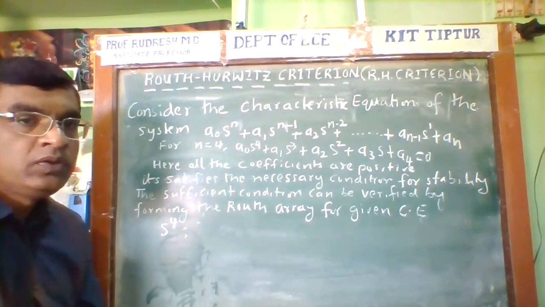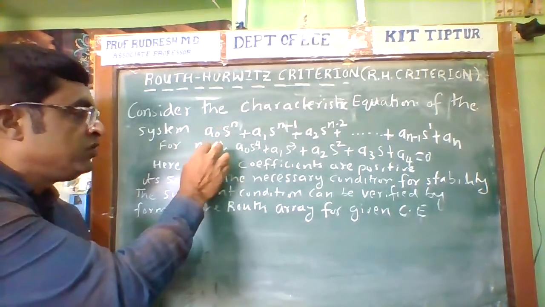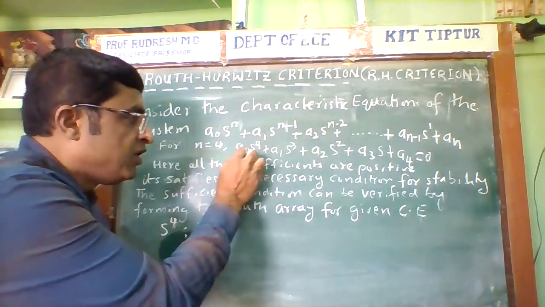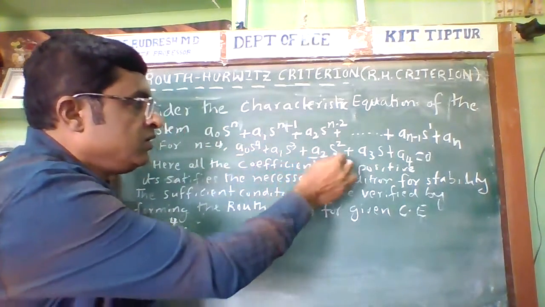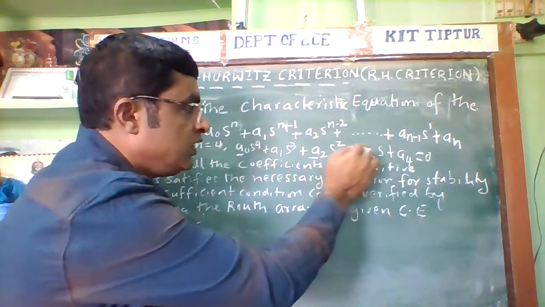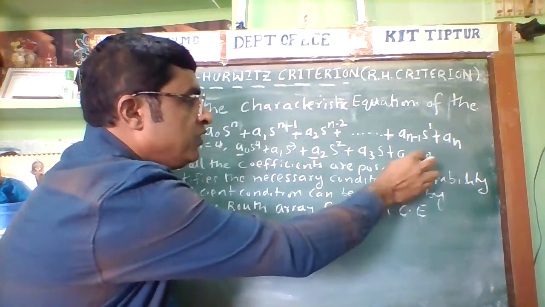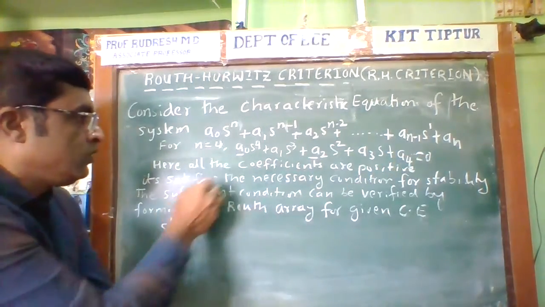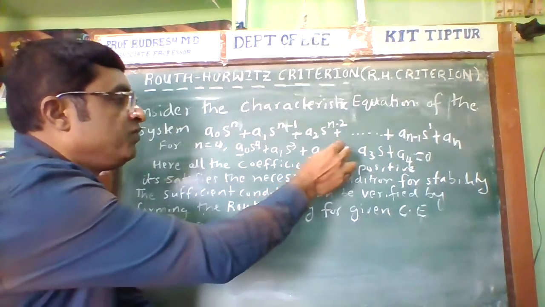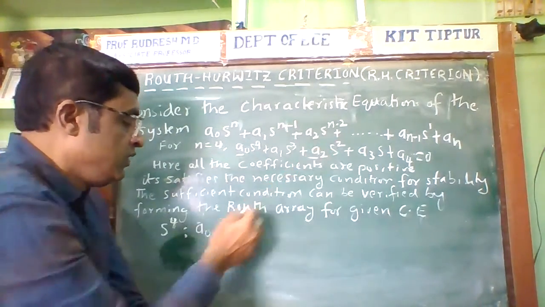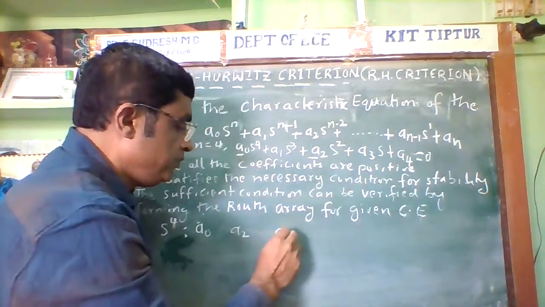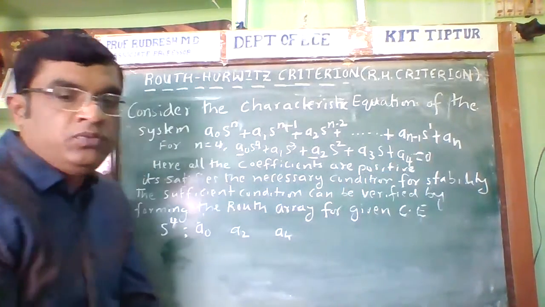coefficients of even powers of S. This first row is the even power row. So the first row can be formed by the coefficients of the even powers of S. Here we have A4 into S power 0. Therefore the coefficient of S power 4 is A0, the coefficient of the next even power of S is A2, and the next one is A4, because A4 is multiplied by S power 0.